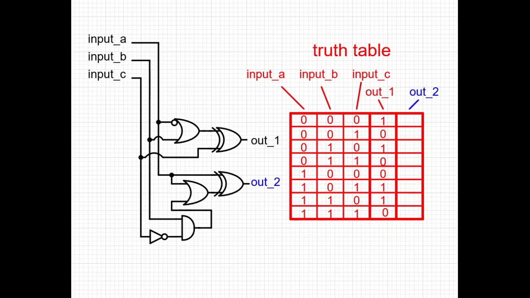Moving on to the second output, out 2. We begin by again looking for conditions that determine multiple rows at a time. And we find right off the bat that when input A is 1, then both inputs of the XOR are 1, and therefore the output is 0.